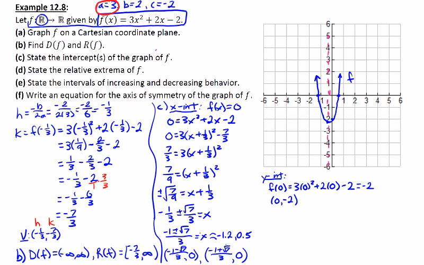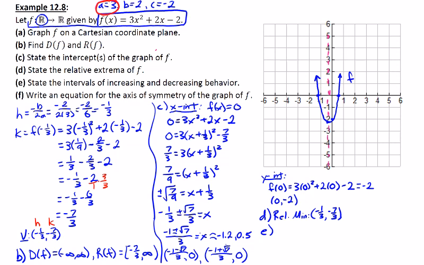The other parts are pretty quick. Part D was wanting to know the relative extrema. There is a relative minimum, and that is located at the vertex, (-1/3, -7/3).